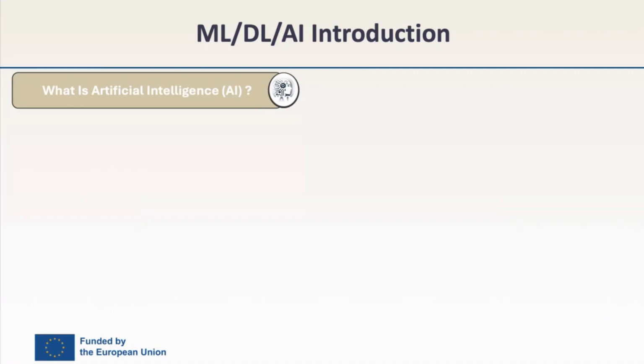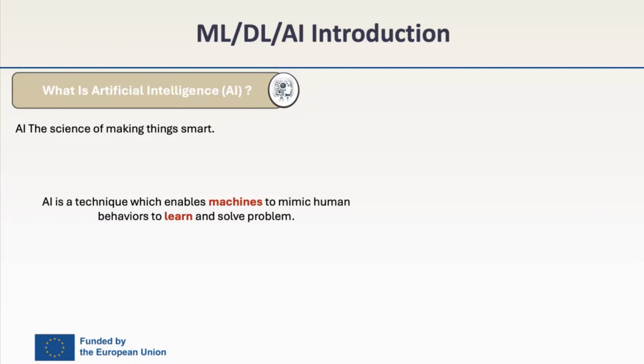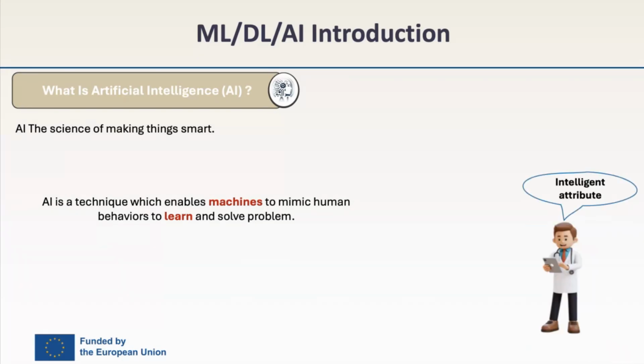Hello. So in order to know how we can apply AI in chiplet reliability, we need to understand what we mean by AI. Actually, AI is just the science of making things smart, or to be more specific, AI is a technique which enables machines to mimic human behavior to learn and solve a problem.